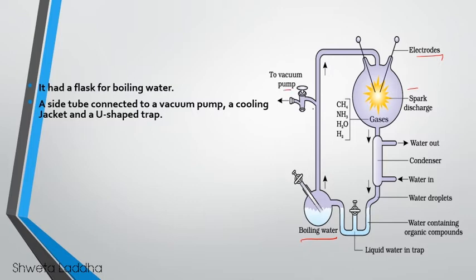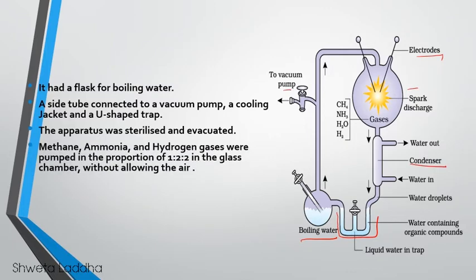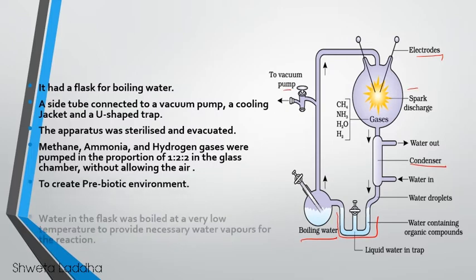A cooling jacket and a U-shaped trap. Can you see this U-shaped trap? This is a U-shaped trap. And this is the cooling chamber, the condenser. Cool water is coming and then going out. Thus it is the cooling chamber. The apparatus was sterilized and evacuated. Methane, ammonia, and hydrogen gases were pumped in the proportion of 1:2:2 in the glass chamber without allowing the air. Air was not allowed to pass into this chamber to create a prebiotic environment.